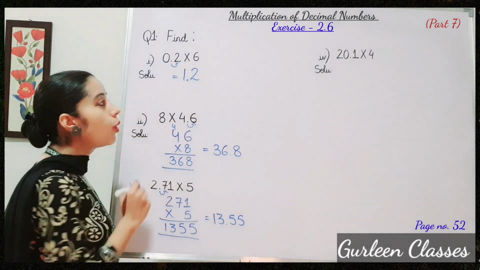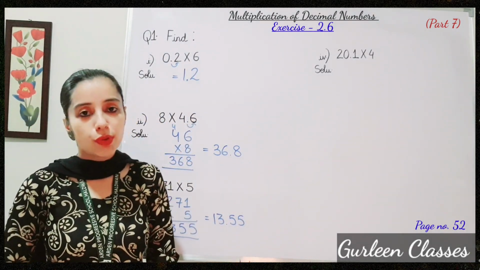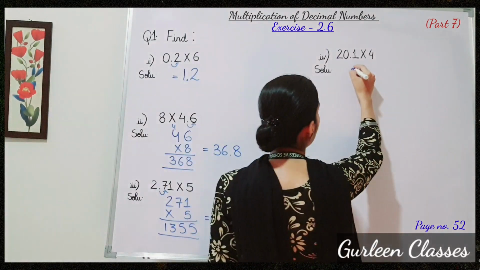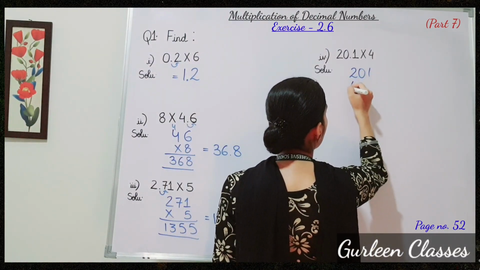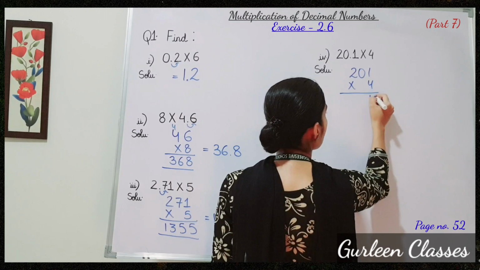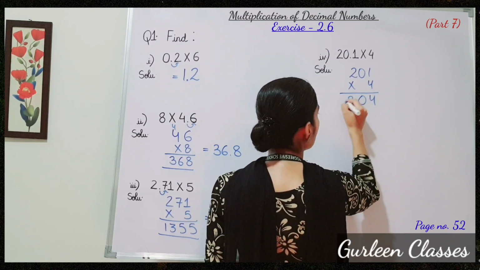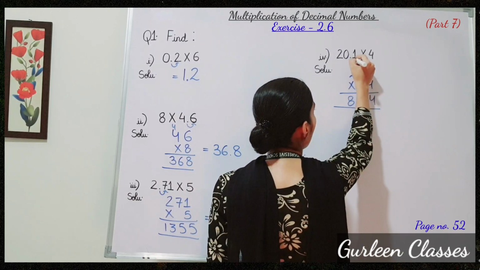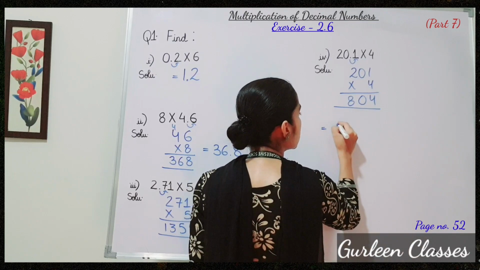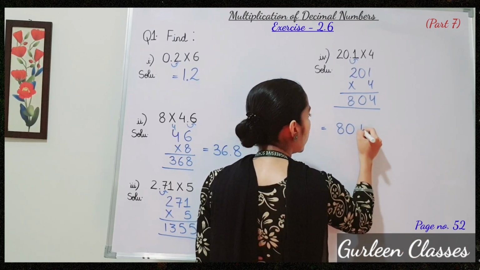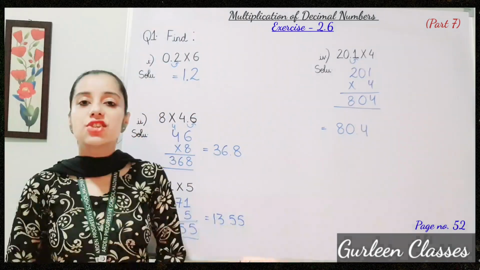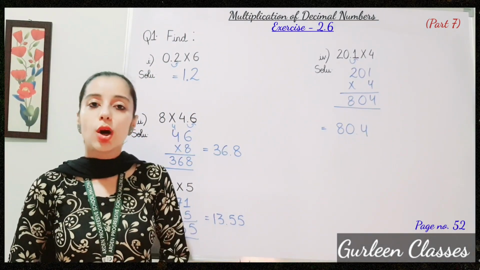Now fourth part, 20.1 into 4. Ignore the decimal point. 201 into 4. 4 1s are 4. 4 zeros are 0. 4 2s are 8. After the decimal point you have one digit. Your answer is 80.4. So students, the remaining parts 5 to 7 will be homework.